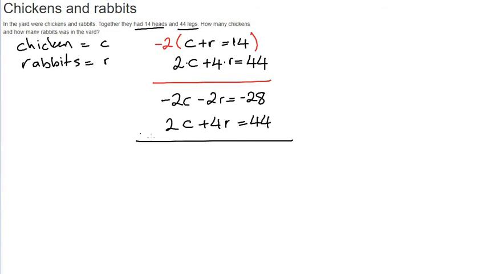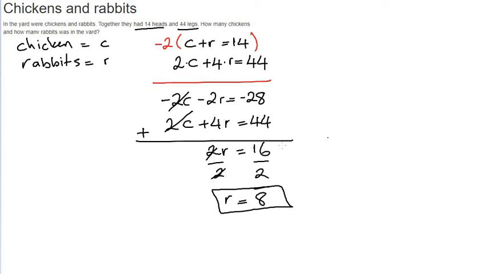So if I add both of those equations that I have right here, -2C plus 2C, that would be 0. -2R plus 4R, that would be 2R. And -28 plus 44, that would be 16. So if we divide both sides by 2, we will be able to find R, which is the number of rabbits, and that will be 8 rabbits.